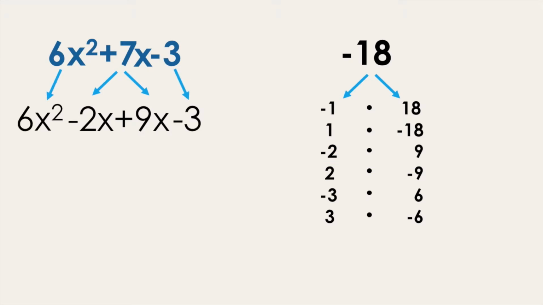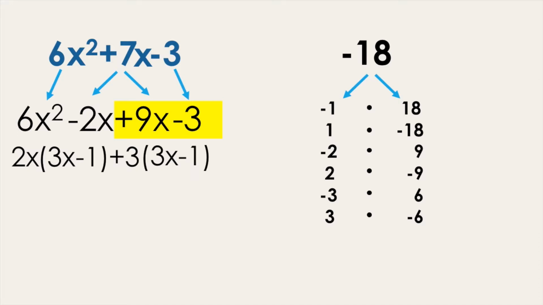Now we can factor out a greatest common factor from 6x squared minus 2x, and the greatest common factor would be 2x. And if you divide out a 2x, then you're left with 3x minus 1. Next, we can factor out a greatest common factor from 9x and negative 3, which would be positive 3. And if you divide out a positive 3 from 9x minus 3, you're left with 3x minus 1.